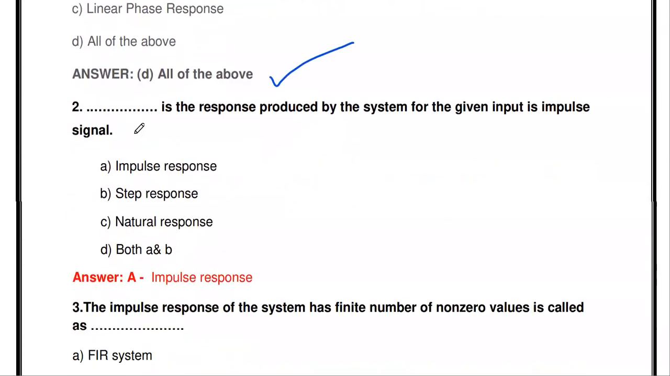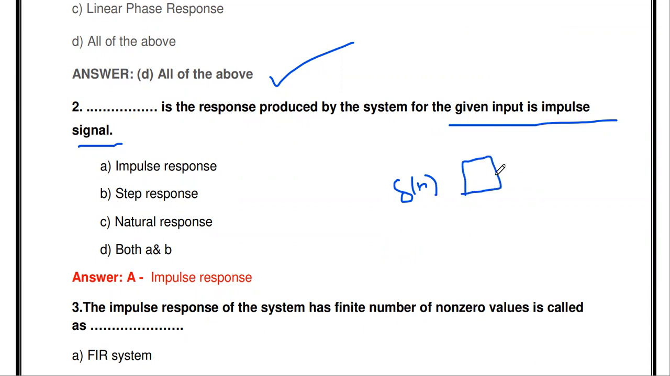Then the next one: dash is the response produced by the system for the given input as impulse signal. For one system, if you are applying the input as impulse signal, that is delta of n, what is the output? Response means output, the output produced by the particular system. That response we call the impulse response. Sometimes this impulse response may also be written as unit sample response. So impulse response is the response produced by the system for the given input as an impulse signal.